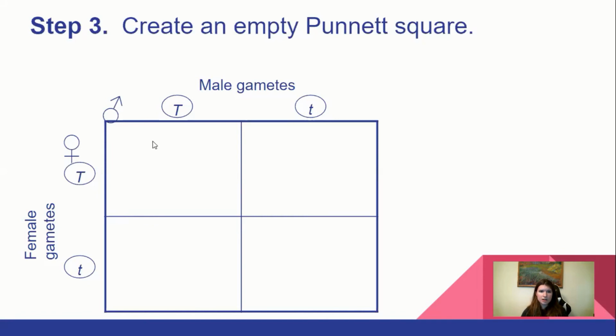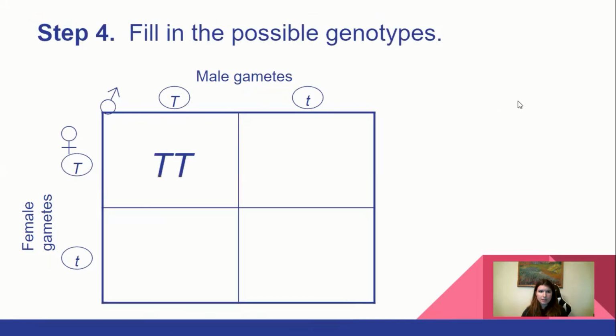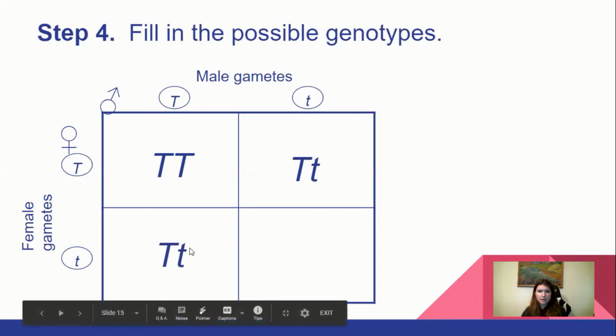So here we can see our 2 separated letters. This male would be a heterozygote, capital T, lowercase t. We've separated those 2 versions here because he could pass down either. Same thing for this female on the left. And then we're going to fill in the possible genotypes. So you could get a capital T and a capital T, a capital T and a lowercase t, capital T and a lowercase t, or 2 lowercase t's.